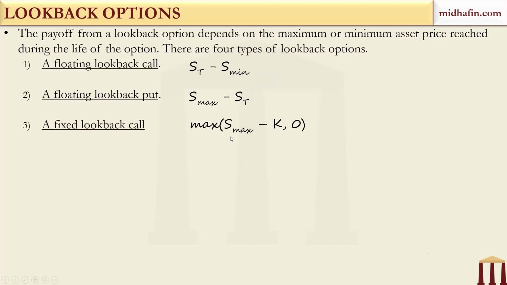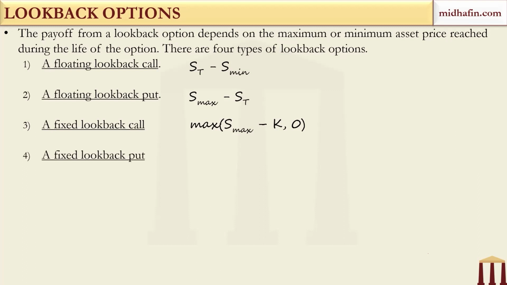Okay, at maturity, you know that the strike price is 50, but the dealer, the broker, will look into the life of the option, the history over the last 3 months, and identify the maximum price for that asset over this period. Let's say it was 75. So the payoff will be 75 minus 50. That is what is called a fixed look back call.